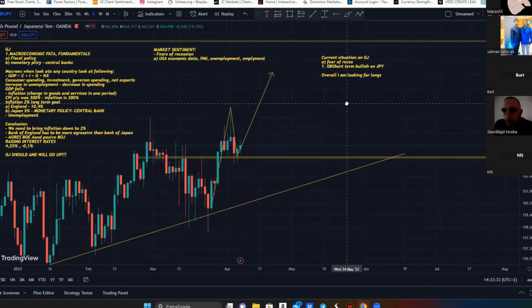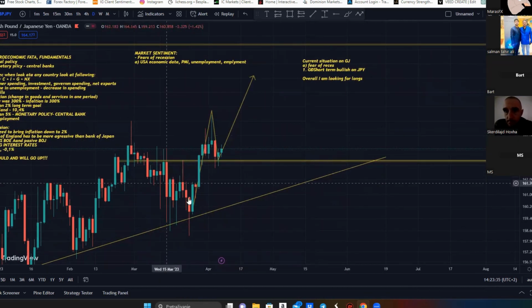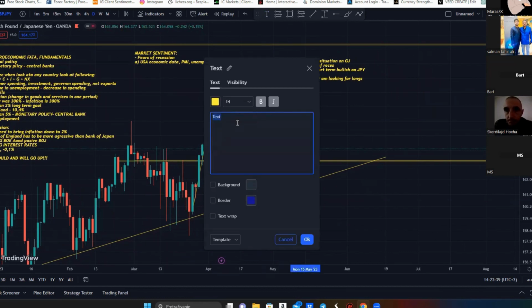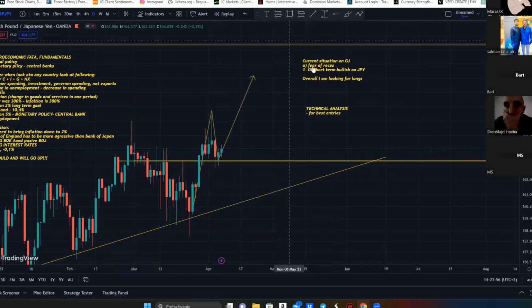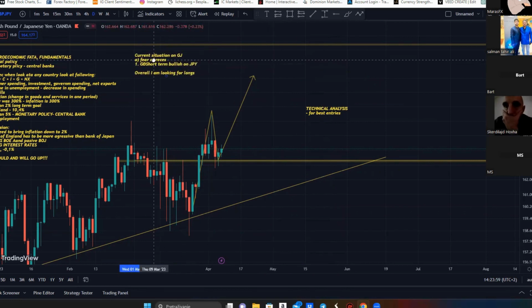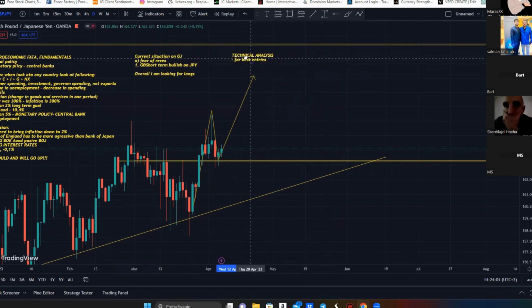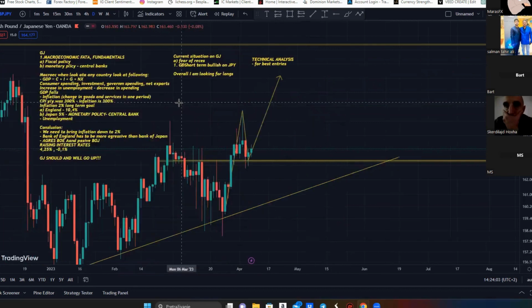And understanding that I'm looking for longs, I will look at technical analysis. Then what we have is number 3. Let's say GJ, I'll leave it like this. Then we look at technical analysis for best entries. We'll leave this for gold. Just a second. Okay, so these are all things that I have in my mind when I'm looking at the GJ pair.